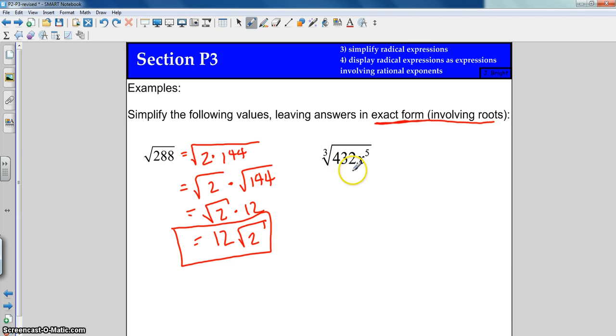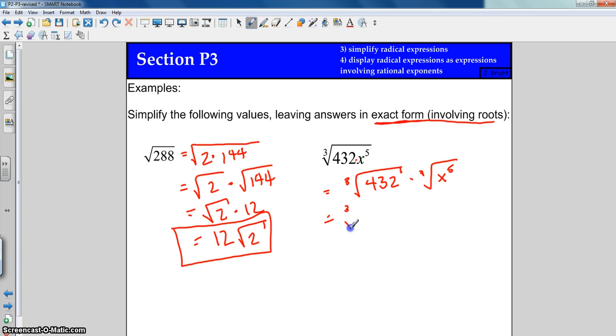Now this one, same idea. Let's go ahead and split this up. I'm going to break it up right away. I have multiplication in between, so I have the cube root of 432 times the cube root of x to the 5th. I need to think about how 432 factors, and I'll deal with the x to the 5th momentarily.